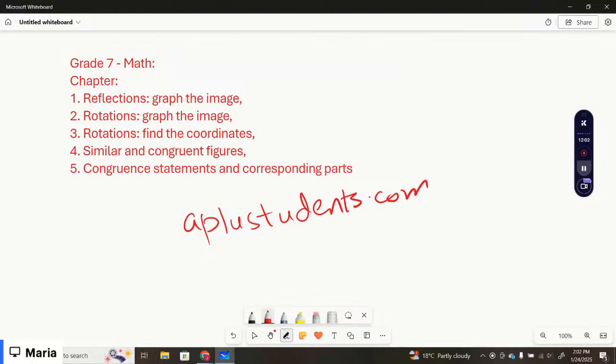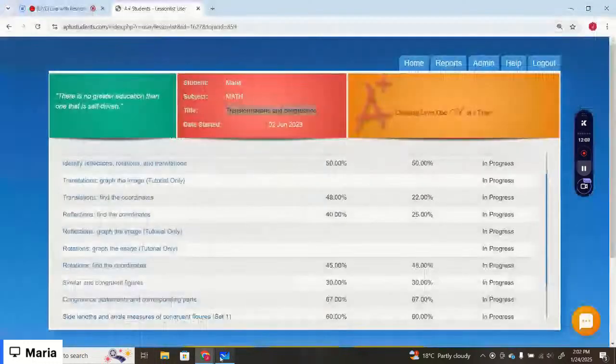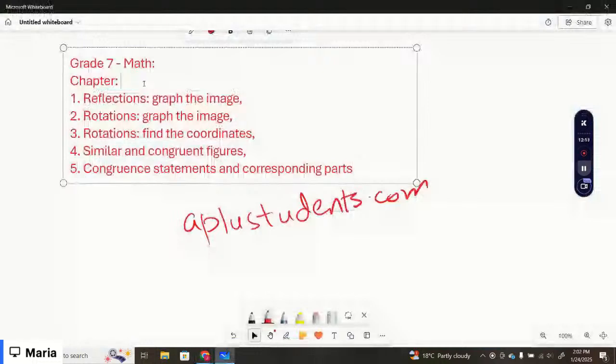We're going to start with the chapter Transformations and Congruence. The lessons we're going to cover today are reflections, graph the image, rotation graph, rotation, find the coordinates, similar and congruent figures, congruent statements and corresponding parts.